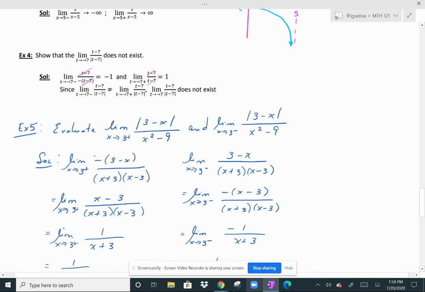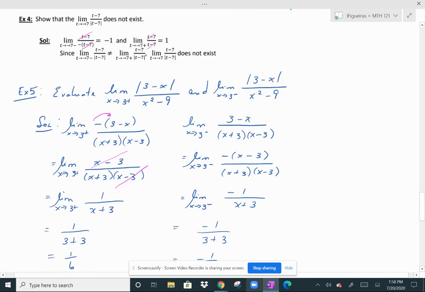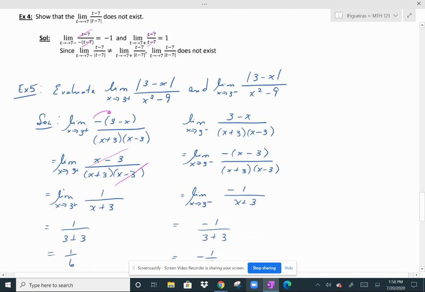So if I distribute this negative here, the x turns to positive, the 3 turns to negative, and I'm left with x minus 3 over x plus 3 times x minus 3. These cancel. So now I'm left with 1 over x plus 3. Once I cancel in this line, it means that I can now apply direct substitution. And when I plug in the 3 in for x, I get 1 over 6 as your limit value from the right.